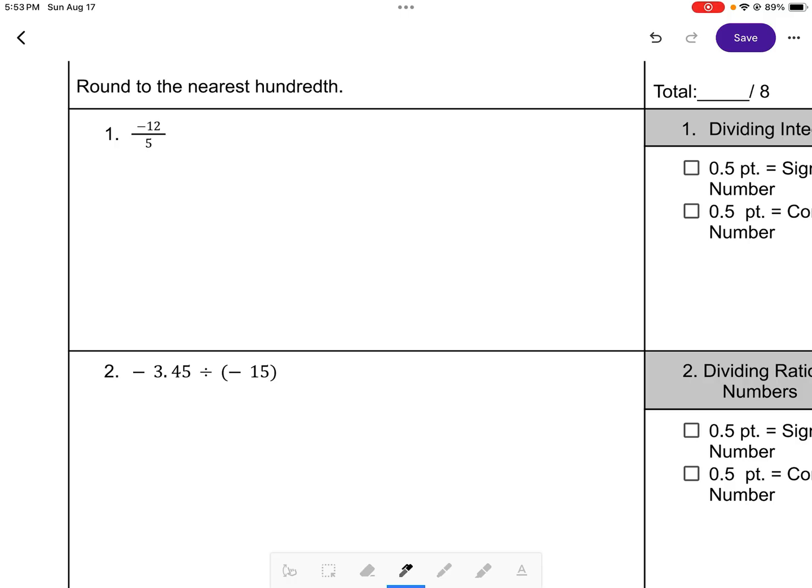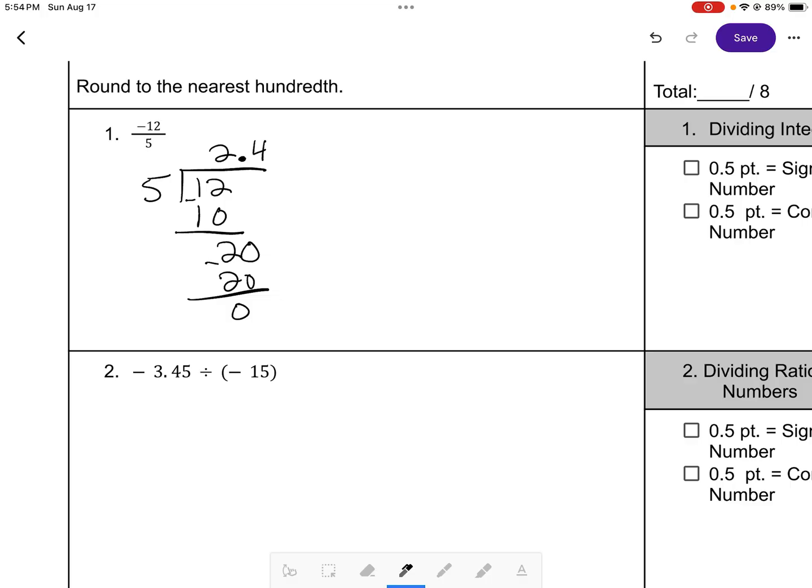I'm going to put the bottom number of my fraction on the outside of my division box. I'm going to put my 12 in. We'll worry about the negative later. 5 goes into 12 2 times. 2 times 5 is 10. I'm going to subtract. 12 minus 10 is 2. 5 can't go into 2, so I'm going to bring down a 0. And I'm going to add a decimal here. 5 goes into 20 4 times.